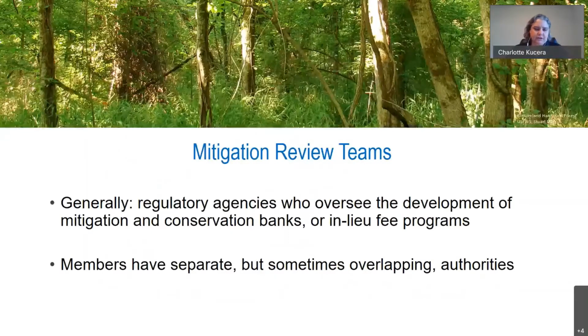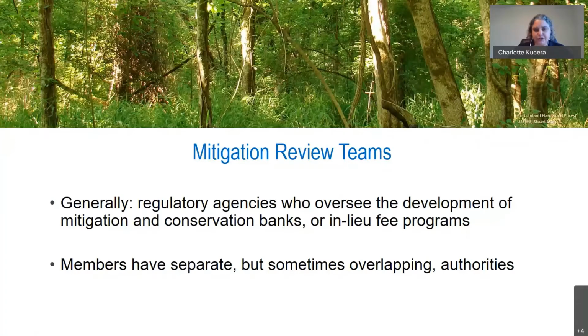It begins with the work of mitigation review teams. So mitigation review team is a general term. It encompasses different types of review teams that are described by federal agencies. The teams are typically chaired by regulatory agencies who oversee the development of mitigation and conservation banks or in lieu fee programs. These banks and programs are for the resources that are under that particular agency's jurisdiction. So for example, these could be endangered or threatened species listed under the Endangered Species Act for Fish and Wildlife Service or NOAA fisheries.